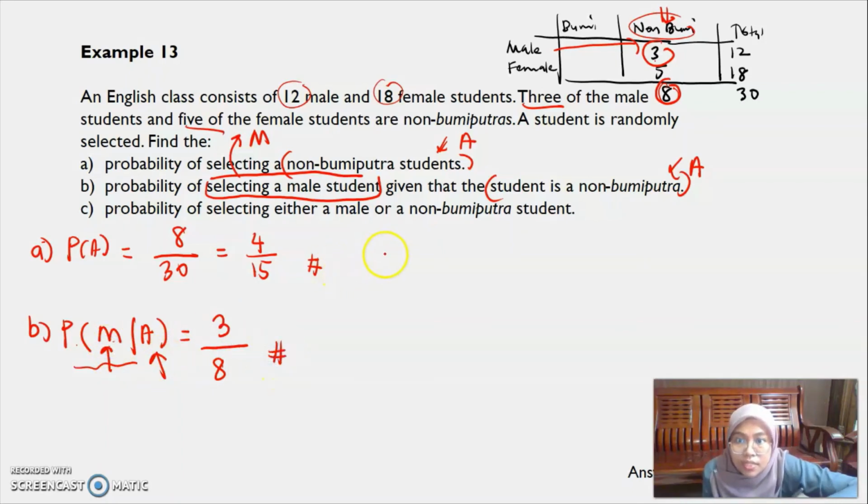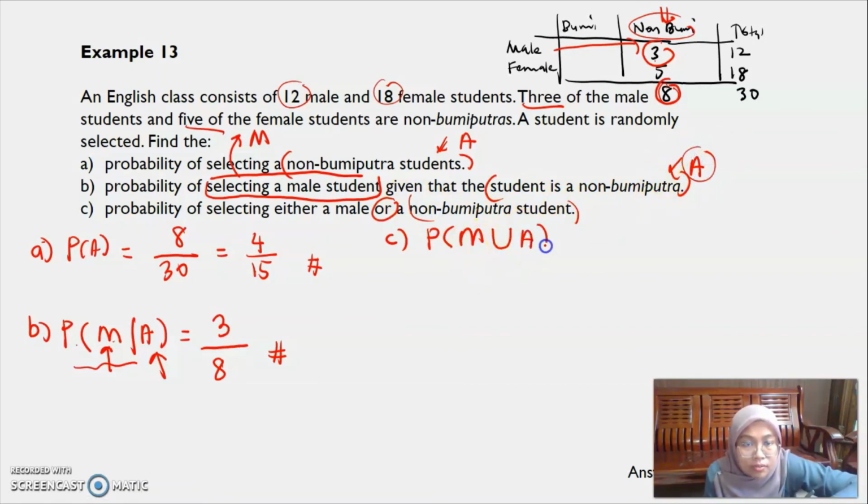Next, question C. Find the probability of selecting either a male or non-Bumi student. So now we want to find the probability of male or non-Bumi. Or is union. You must remember this: or is union, and is intersection. For non-Bumi, I name this event as A. So M union A.